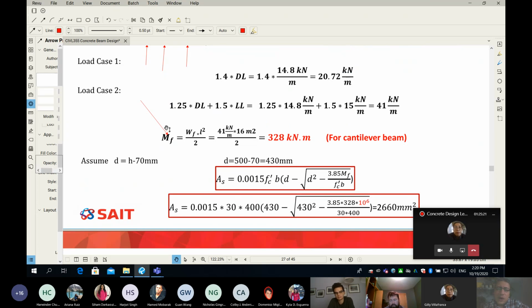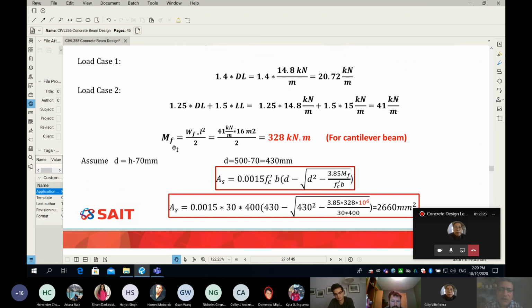So what I did here, I said the MF, which is the factored moment, equals WF multiplied by L squared over 2. And I wrote my numbers so you can see my span is 4. So 4 times 4, that's 16. So L squared, multiplied by WF 41, divided by 2. So I got this number.